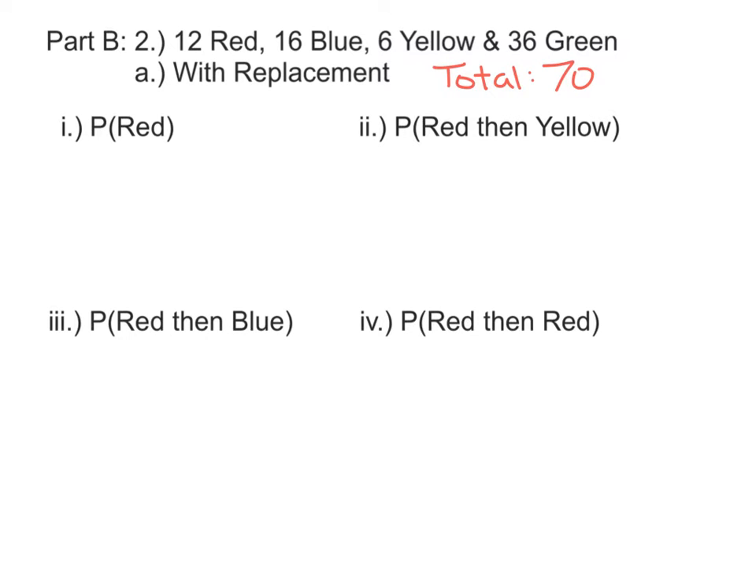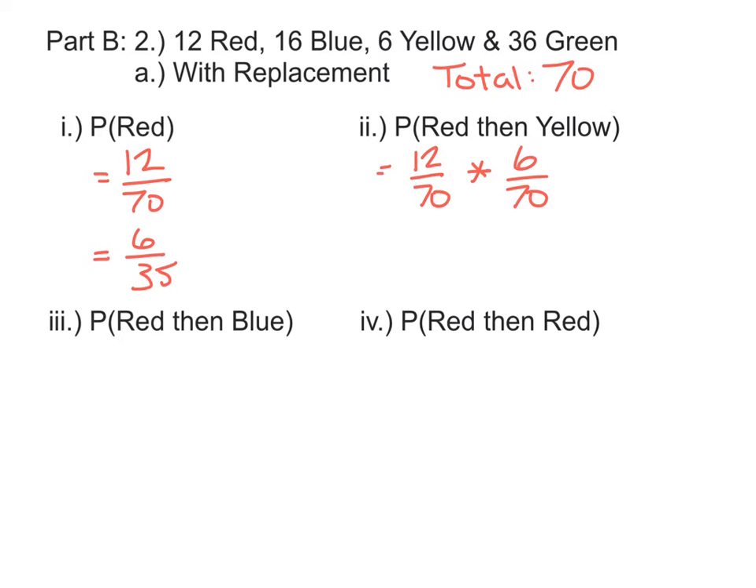Now, to find that probability of getting a red, well, there are 12 reds out of the 70 total options, and we simplify that fraction into 6 over 35. Now, when we want to find the probability of getting a red, putting it back, and then getting a yellow, first we'll find the probability of getting a red, which again is 12 out of 70, and multiply it by the probability of getting a yellow, 6 out of the 70. Simplifying this product, we'll get 18 out of 1,225.